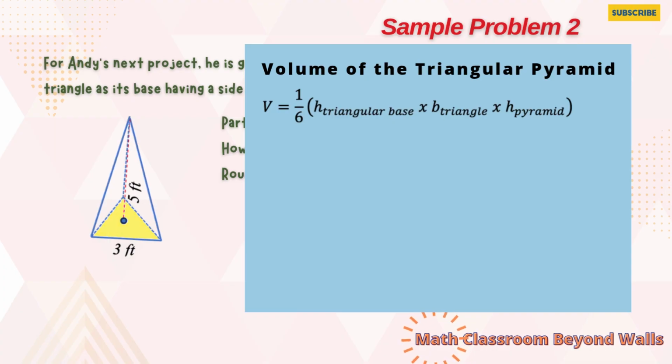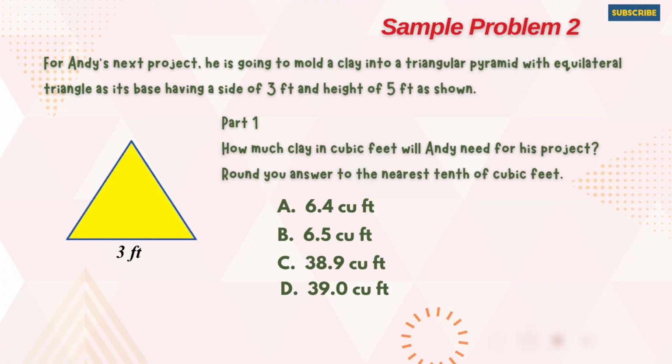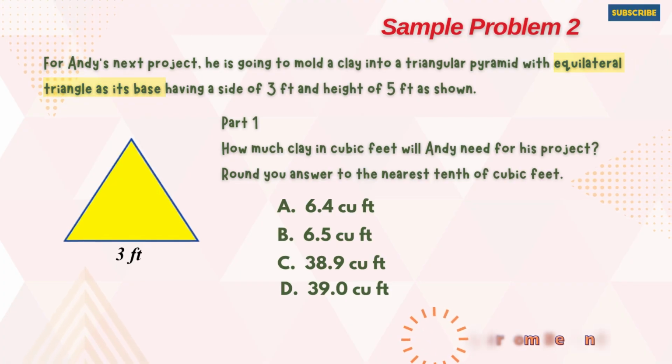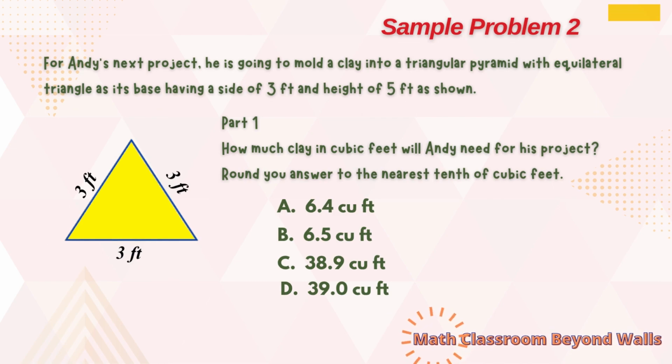Okay, let us look at our triangular base first. The problem states that the triangular base is an equilateral triangle. So all the sides are equal in length. Do you agree? Now let us draw the height of the triangle. Remember that the height of the triangle forms a right angle with the base of the triangle. So let's go.